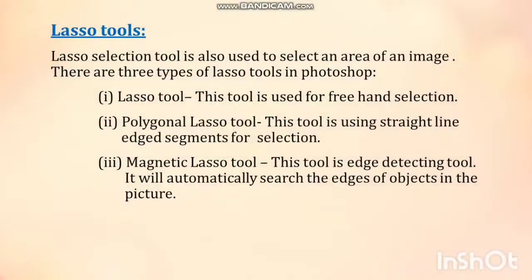The next tool is the lasso tool. Lasso selection tool is also used to select an area of an image. There are three types of lasso tools. First is lasso tool, polygonal lasso tool, and magnetic lasso tool. I'll just show you practically how these things work.